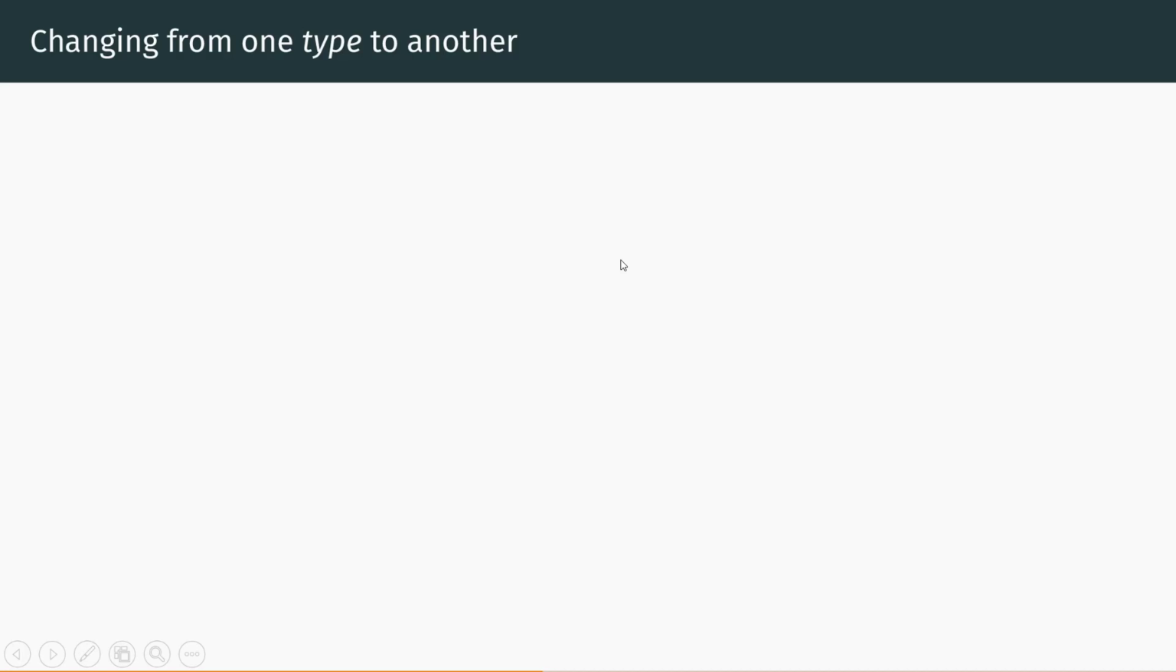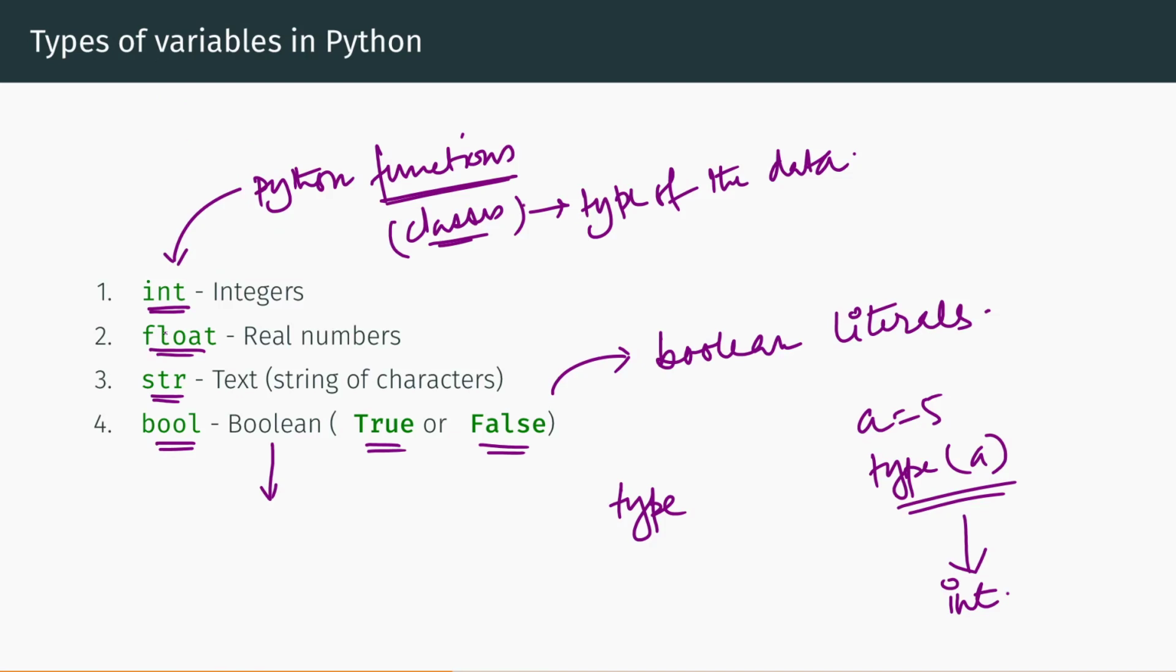The next thing we'll talk about is changing the type of data to another type. Okay, so changing the type from one type to another. And the way we do that is, again, let's go back to the previous one. The way we do that is using these functions right here. Okay, int, float, str, string, bool. Okay, these act as functions.